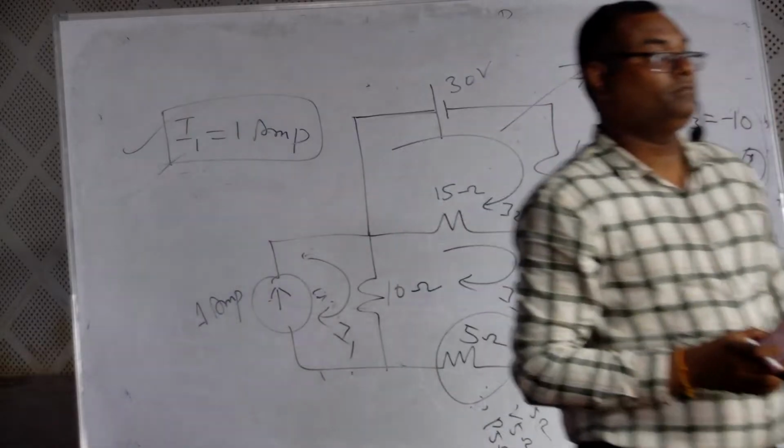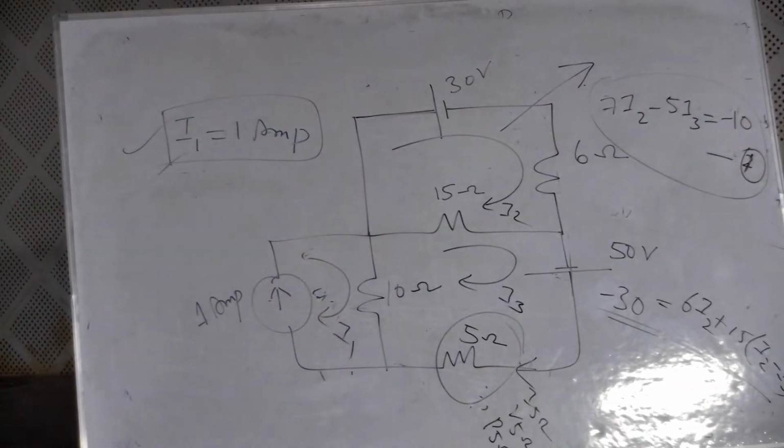Equation 1. Applying KVL to mesh 2, minus 30 is equal to first drop 6 into I2, second drop 15 into I2 minus I3, and get the equation. The equation is 7I2 minus 5I3 is equal to minus 10. Equation 1. This is direct attack.